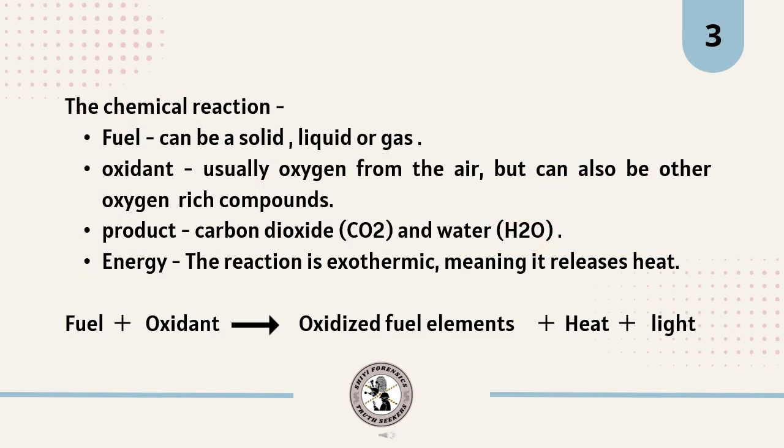In this slide, we can see the chemical reaction of fire. Fuel. It can be solid, liquid, or gas. Oxidant, usually oxygen from the air. The main source of oxygen for a fire is in the air around us. The primary chemical reaction byproducts of fire are carbon dioxide and water vapor, which are produced when fuel reacts with oxygen during the combustion reaction. Essentially, fire is a chemical process where fuel combines with oxygen to create heat, light, and these byproducts.